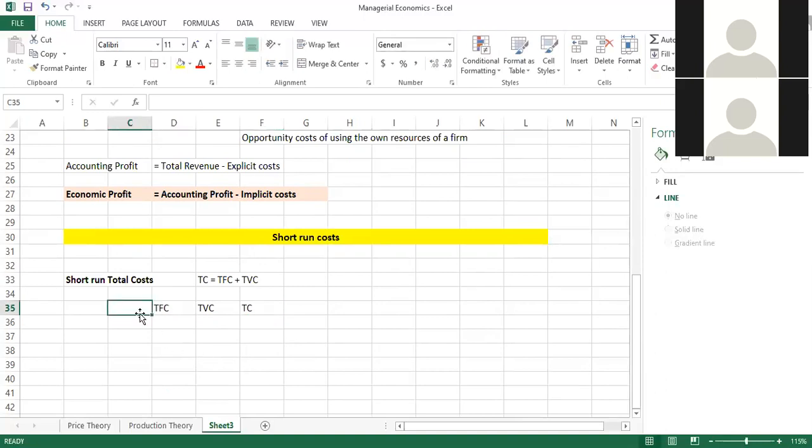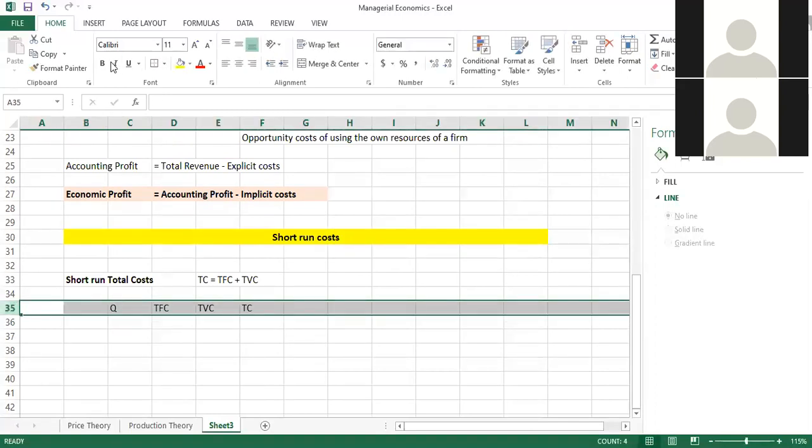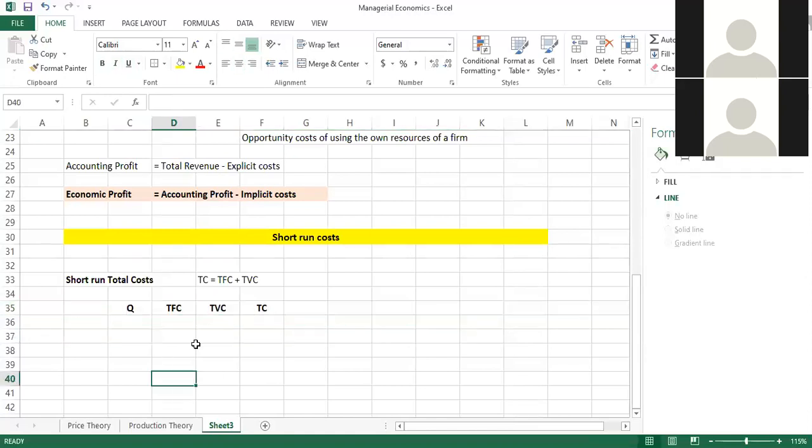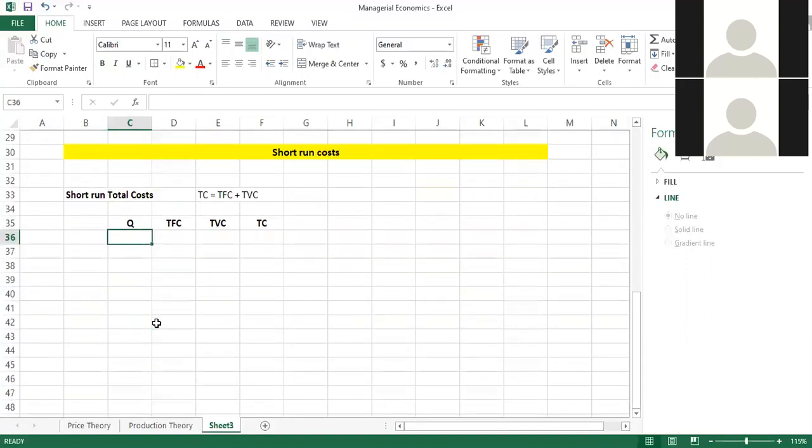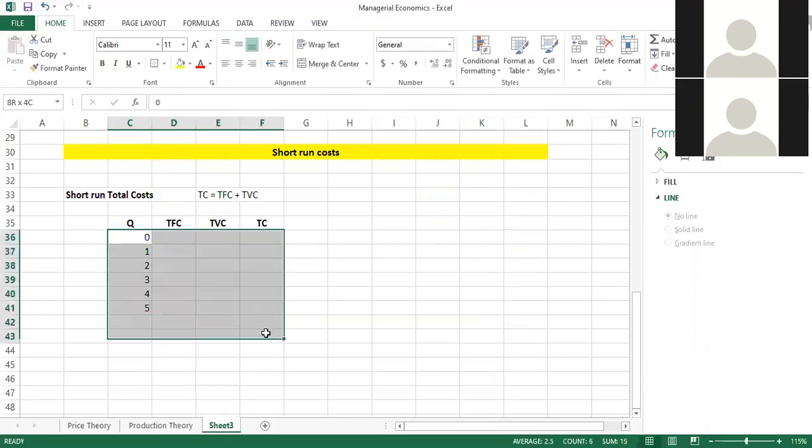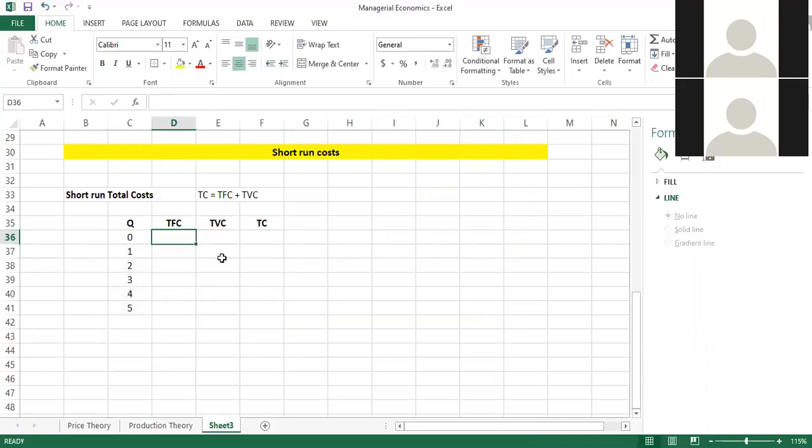Certain costs will change with the quantity, certain costs will not change with the quantity. If we need to analyze the behavior of these main short run total cost curves, we know that when the output changes, the total cost will change. But we know total fixed cost is constant. For example, it is there even if the output is zero. Even if the output is zero, the fixed cost is there.